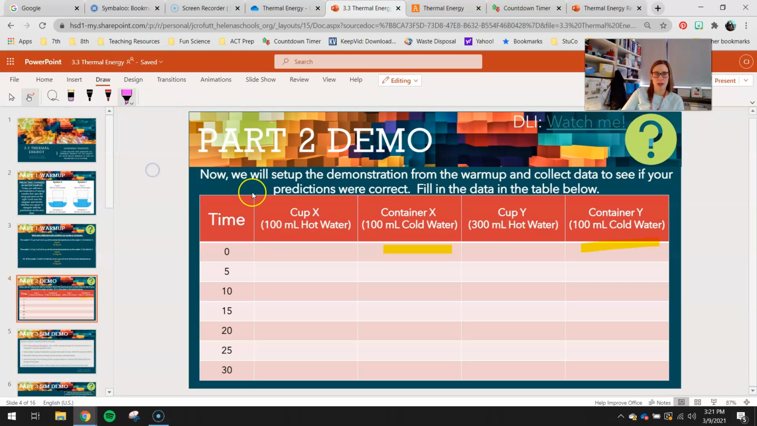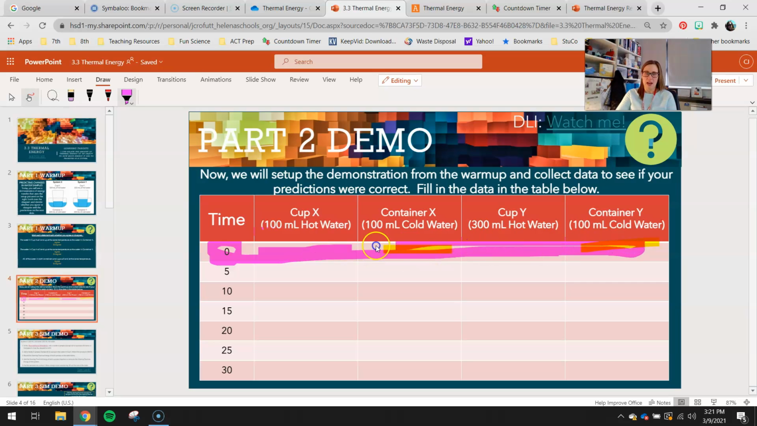All right, so now you guys should have the information for your initial time for cup X, container X, cup Y, and container Y. Okay, so go ahead, take a second, Ms. Patton, you can pause this video, let everyone record this first line of data into their data table on slide 4. And then when you guys have that, go ahead and flip your computers back towards the front and I'll explain the next part.